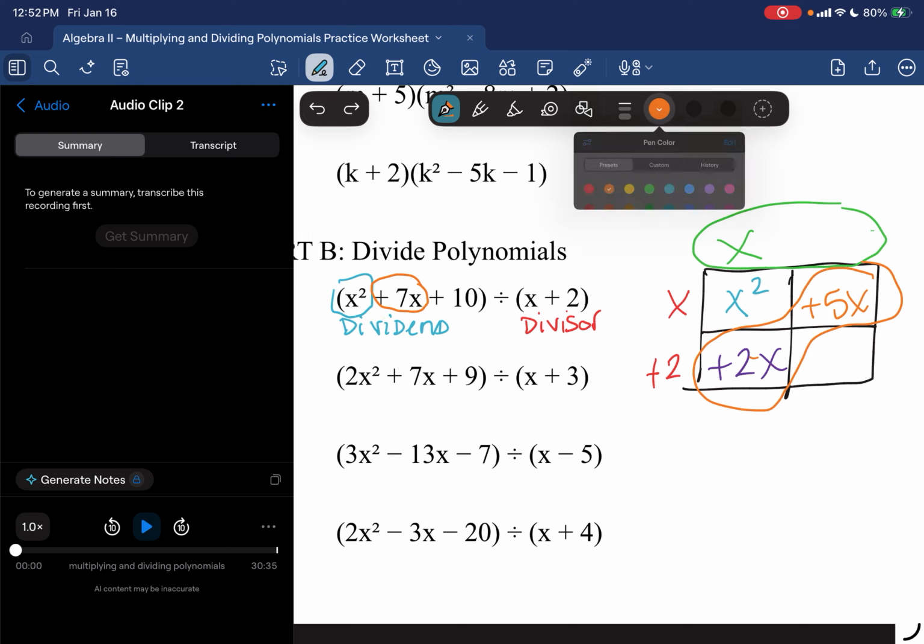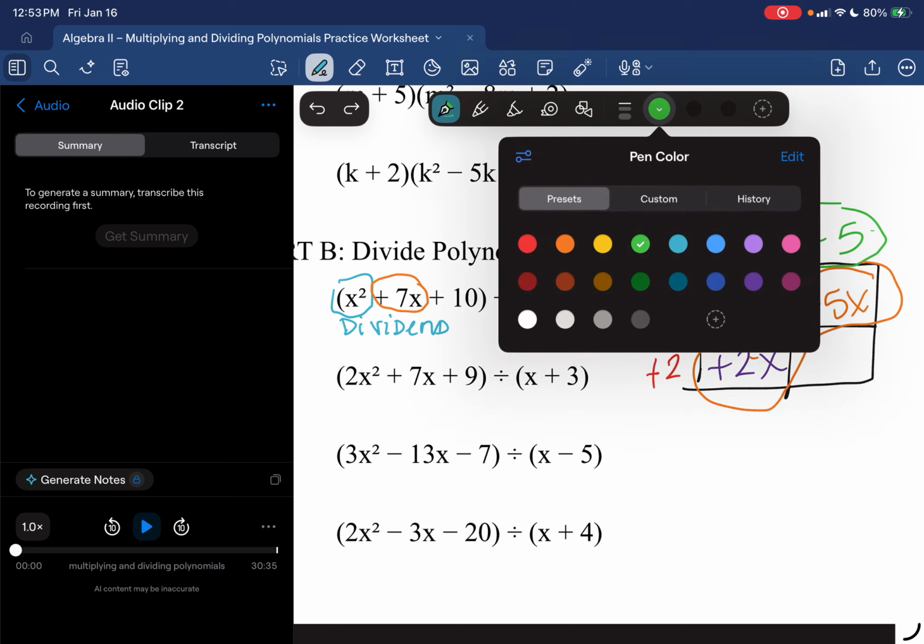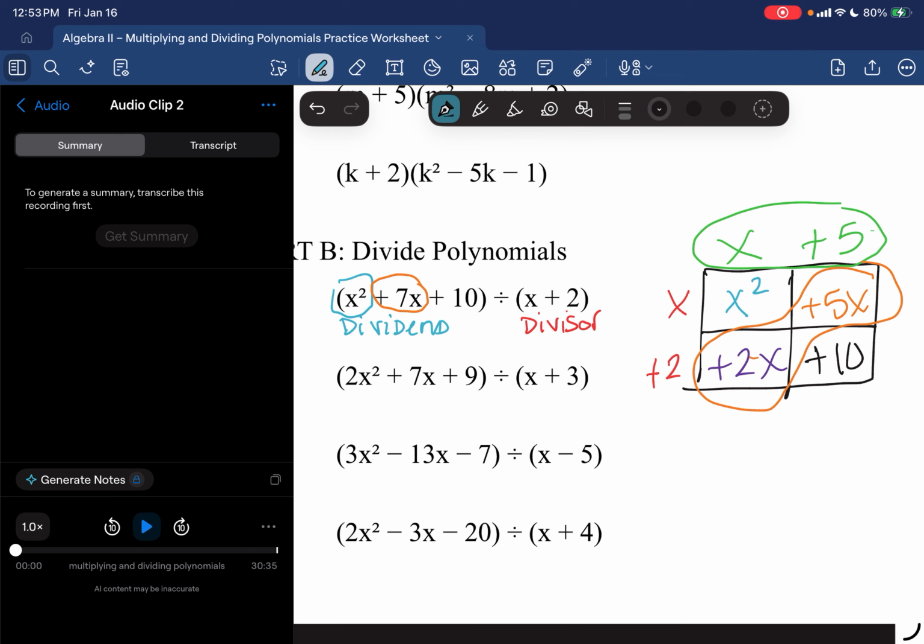And then you ask yourself again, x times what gives me 5x? X times 5 gives me 5x, right? 5 times x is 5x. And then 5 times 2 is 10. And then you have to ask yourself every time, does it match? Does this match the last numbers there? Yep, 10 and 10 match. So you're done. Your answer, your quotient, is x plus 5.